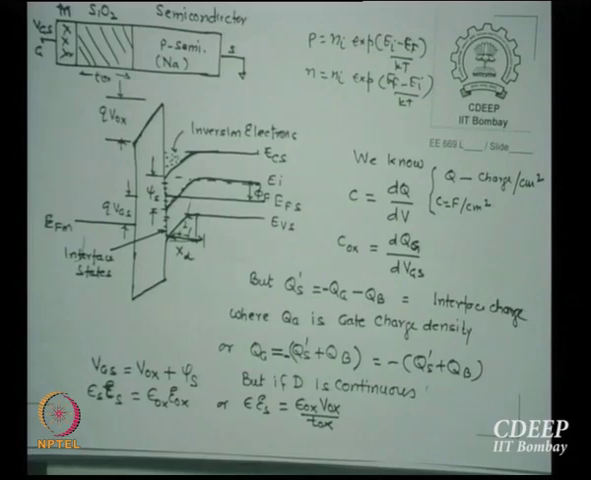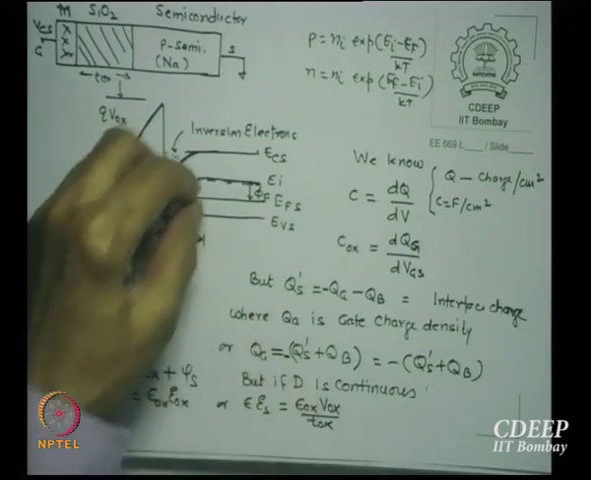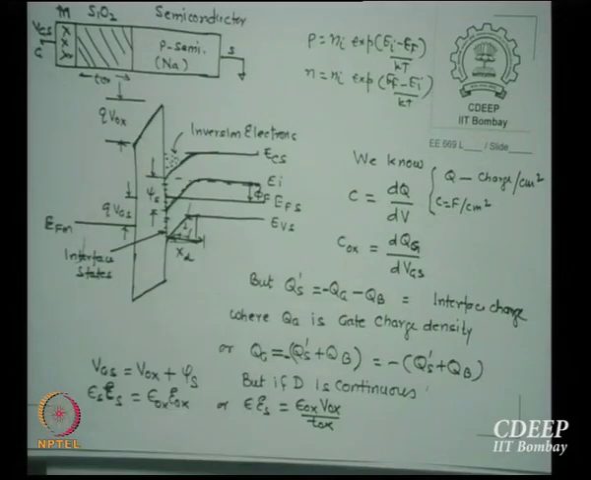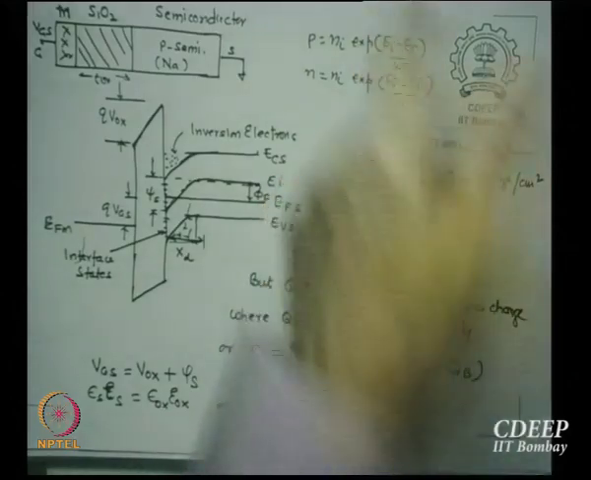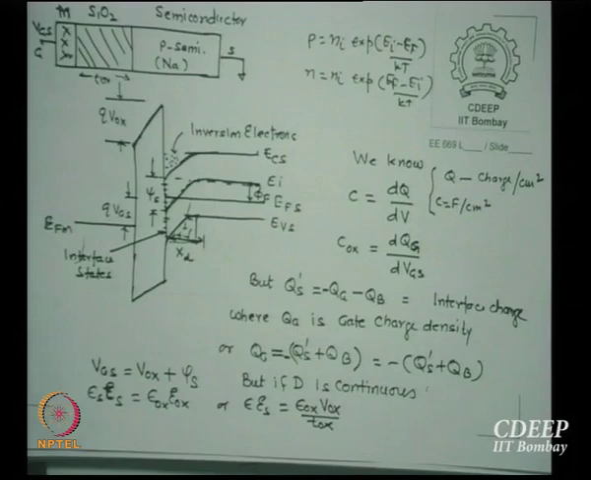So when psi s equals 2 phi F, what does that mean? Phi F here, phi F here. The concentration of N here is the same as P, opposite now. So whenever surface potential becomes 2 phi F, we have a strong inversion. Okay, is that clear to you? This is for an N channel device; for a P channel device, all of it will go above.